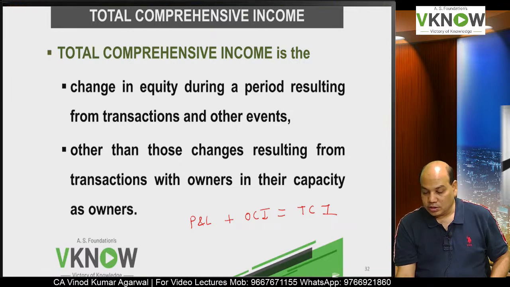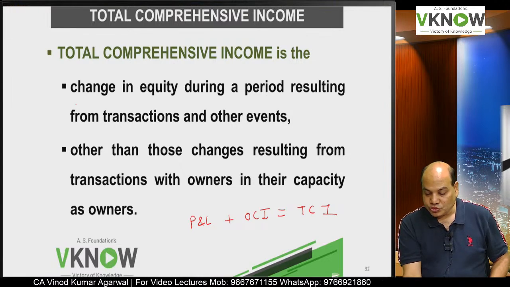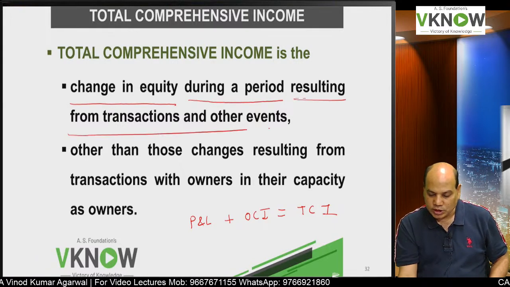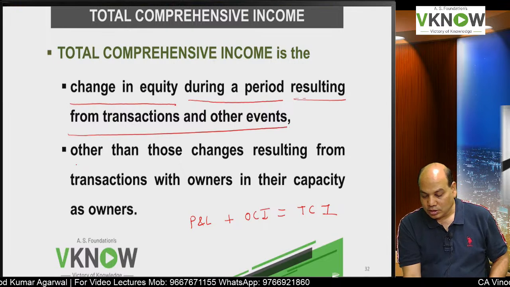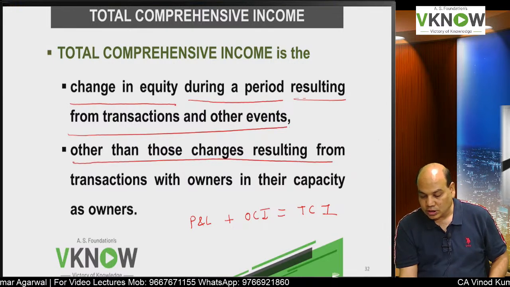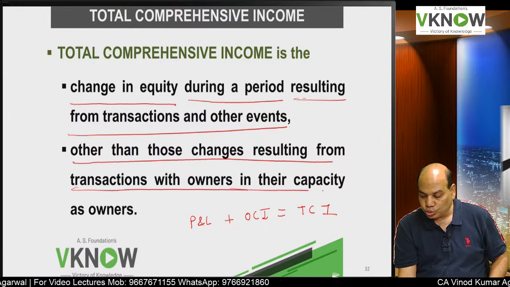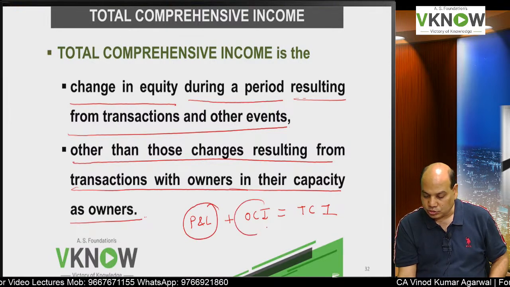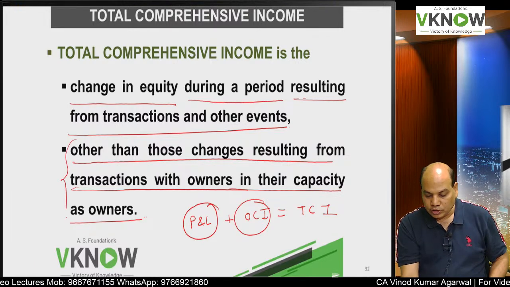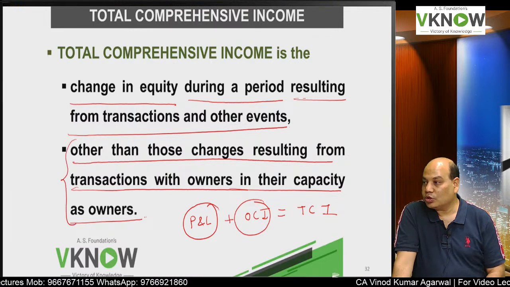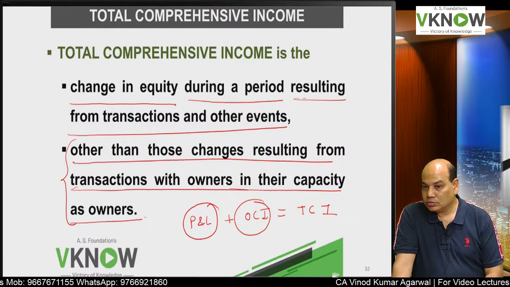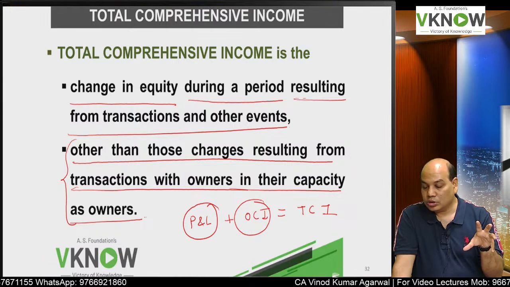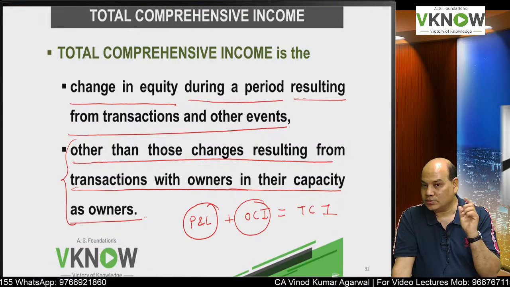Okay, but the definition says change in equity during a period resulting from transactions and other events, other than those changes resulting from transactions with owners in their capacity as owners, which simply means profit and loss plus OCI. Will share issued also be included in OCI? Will dividend paid be considered an OCI item or a TCI item? No, because those are transactions with the owner.